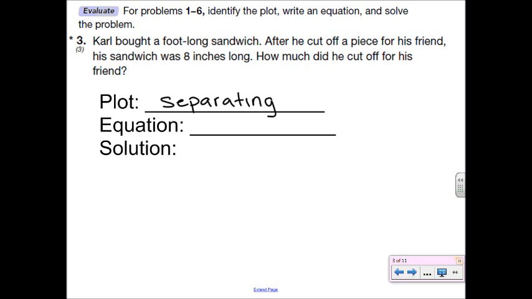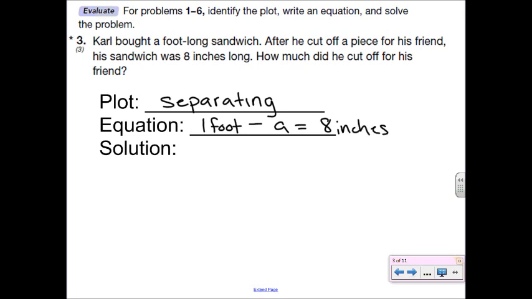So when you're doing a separating problem, you start with the amount you started with, which for Carl was 1 foot of sandwich, and then you subtract off how much he gave the person, so some went away, and the book uses the letter A for away. We don't know how much went away yet, so A, and then what's left is 8 inches.